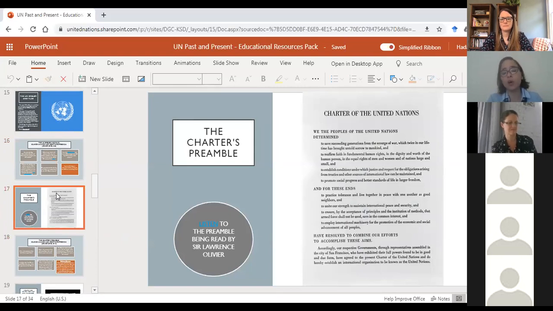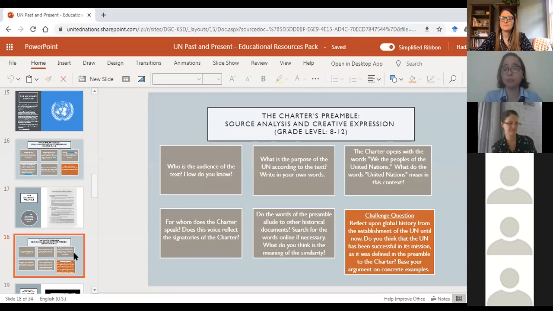Another option is to take a look at the charter itself. The preamble is very, very famous. It's the opening. I recounted the opening sentence just a few minutes ago, with the peoples of the United Nations. So this is a historical moment. There's also a recording of that being read by Sir Laurence Olivier, which is very moving and very powerful. So again, you can use that with your students.